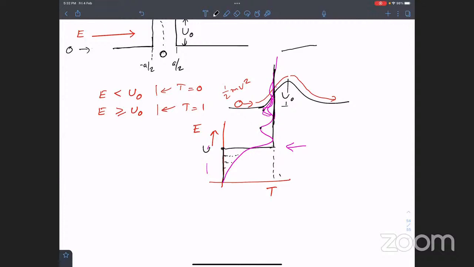Which basically tells me that it has a probability of getting completely reflected by the barrier. Okay, that's what I'm telling. So this is where we are headed. Now let us go and see how this comes about.